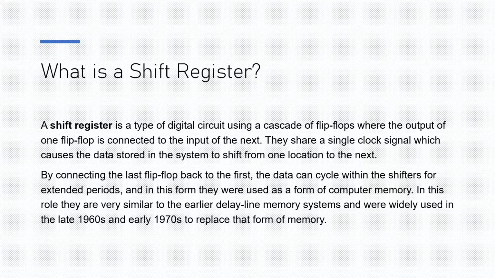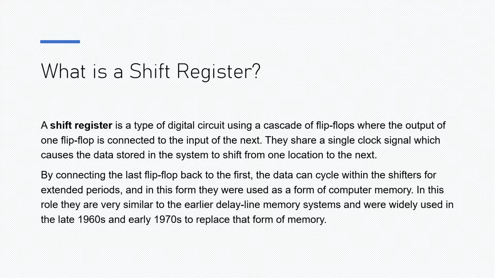Okay guys, so what is a shift register? A shift register is a type of digital circuit using a cascade of flip-flops where the output of one flip-flop is connected to the input of the next. They share a single clock signal, which causes the data stored in the system to shift from one location to the next. By connecting the last flip-flop back to the first, the data can cycle within the shifters for extended periods. And in this form, they were used as a form of computer memory.